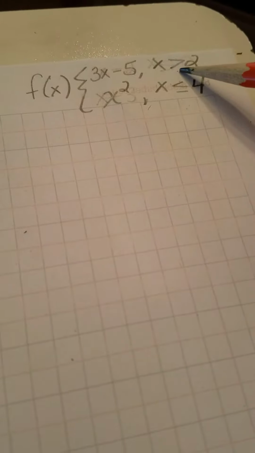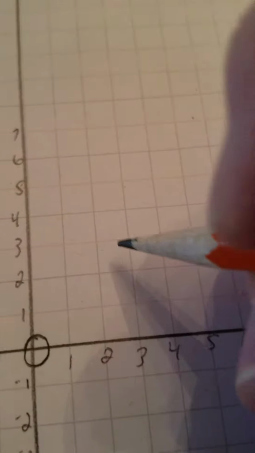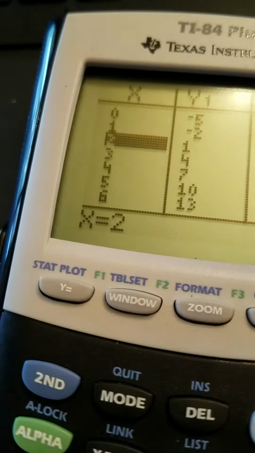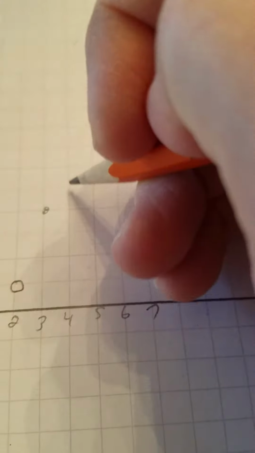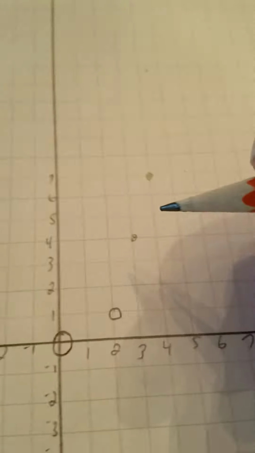Now, since it says x is greater than, not equal to 2, like down here, that means that at 2, 1, I'm going to go to 2, 1, and I'm going to put an open dot. Okay? And then it looks like I have points 3, 4, 4, 7. So let me just keep graphing. 3, 4, 4, 7. And that's about enough.